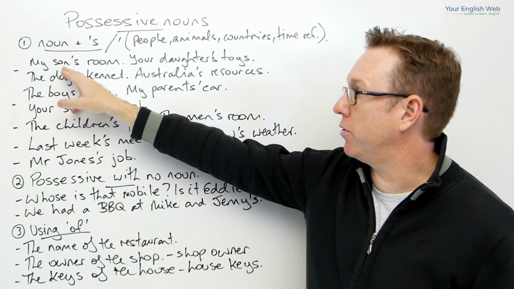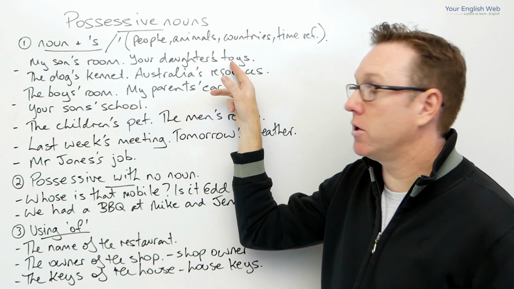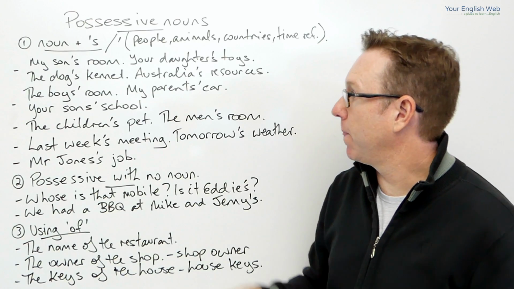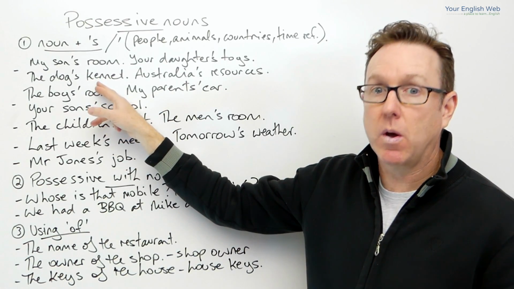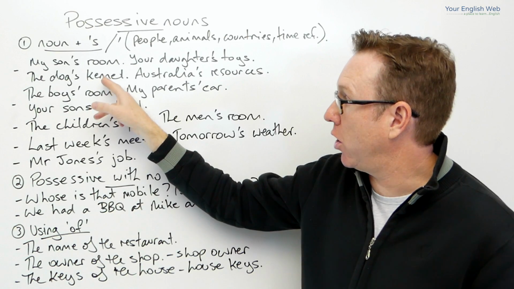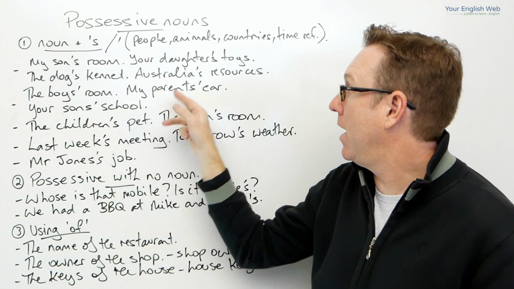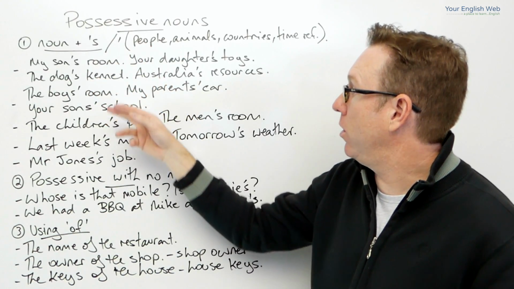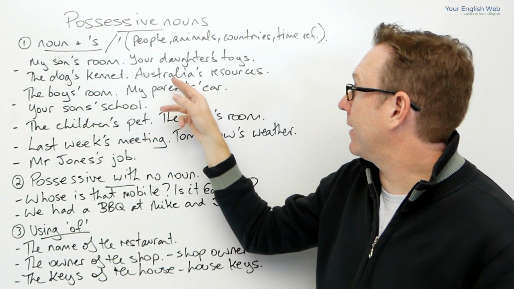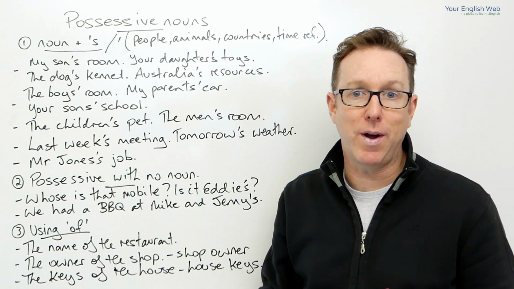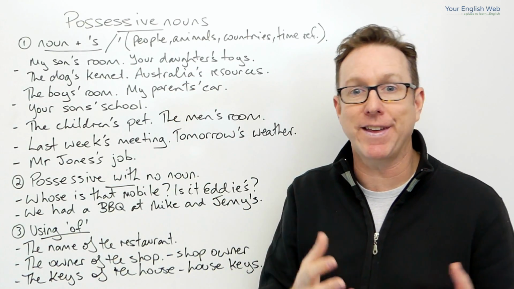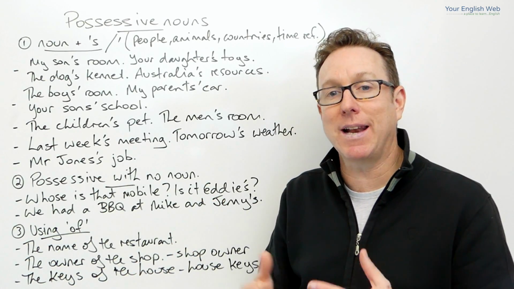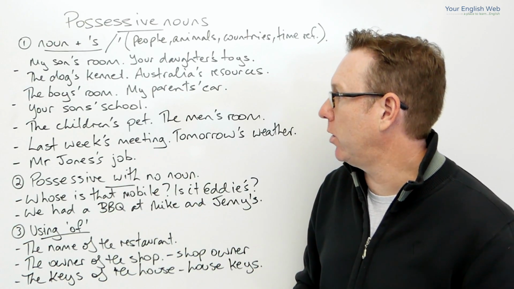The position of the apostrophe, okay? Your daughter's toys. Again, the toys belong to the daughter. The dog's kennel, okay? Where the dog lives, it's the dog's kennel. And Australia's resources. So people, animals, countries. We can also use it for institutions. For example, we can say the government's latest plan, okay? The organization's latest idea, for example, all right?